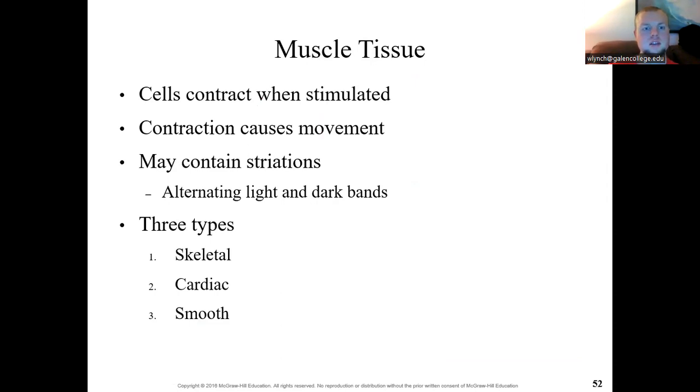All right. Finally, to recap, if we remember our muscle tissue comes in 3 separate types: skeletal, cardiac, and smooth. Skeletal is going to be voluntary. Cardiac and smooth are involuntary. Skeletal and cardiac have alternating striations, which are the light and dark bands. Smooth muscle does not have striations.